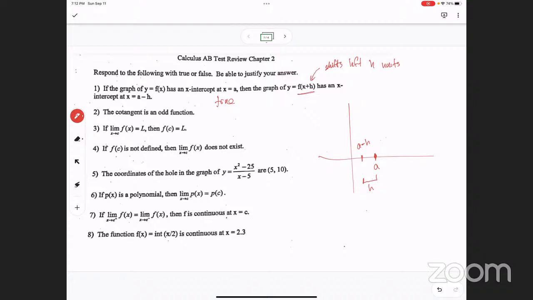Unless there's some, you know, the fact that if it's continuous or not, or they didn't say that it was a continuous function. So I'm trying to think if there's a way that would affect continuity. But I think everything's shifting left, so I think true would be the answer there.